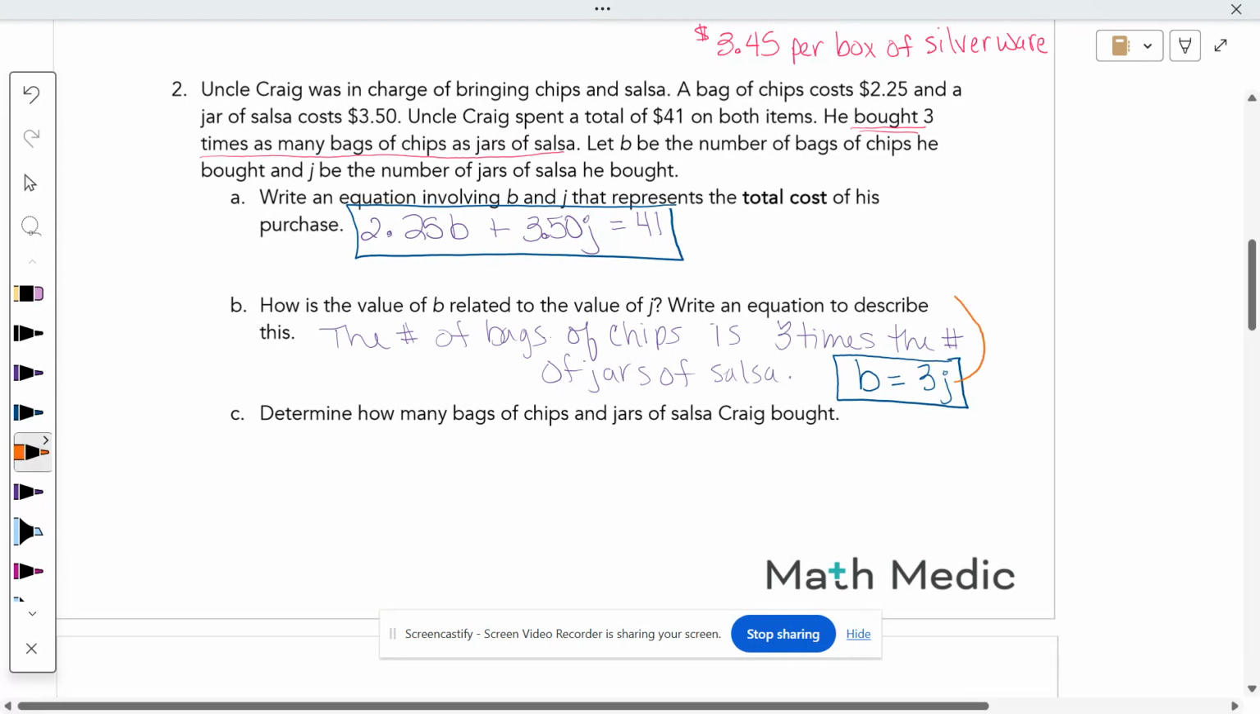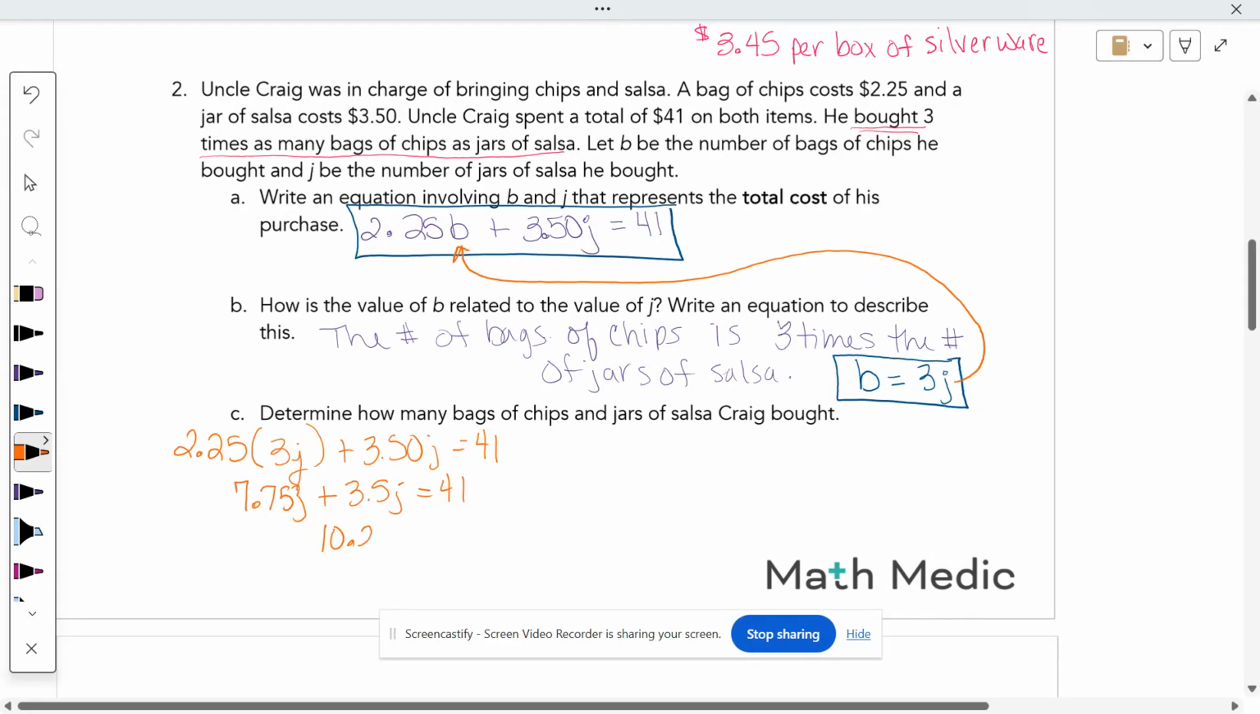Well, I'm going to take this value of B, the expression 3J, and substitute it in there and solve. So 2.25 B, but I'm replacing B with a 3J, plus 3.50 J equals $41. Well, 2.25 times 3 is 7.75. So 7.75 J plus 3.5 J equals 41. 7.75 and 3.5 is 10.25 J equals 41.